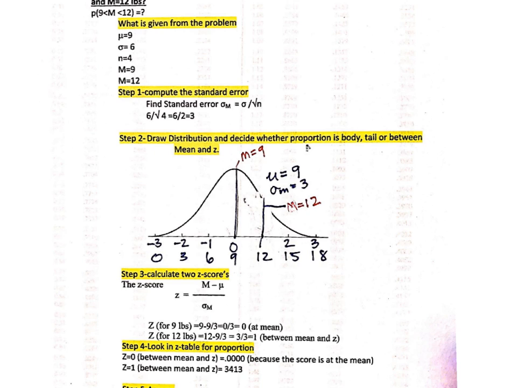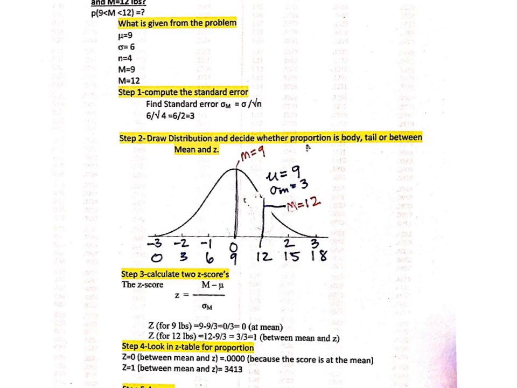So we look at z for the 9 pounds, and we do it exactly the same way as we've done it before, where we take the sample mean, we minus the population mean, and we divide by the standard error. So we have 9 minus 9 over 3, which is 0 divided by 3, which is 0, because we're right at the mean. And then we take the z for 12 pounds, which equals 12 minus 9, which is 3. So we have 3 divided by 3, which equals 1. And so that's going to be between mean and z.